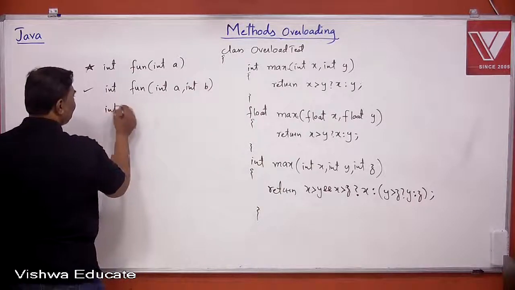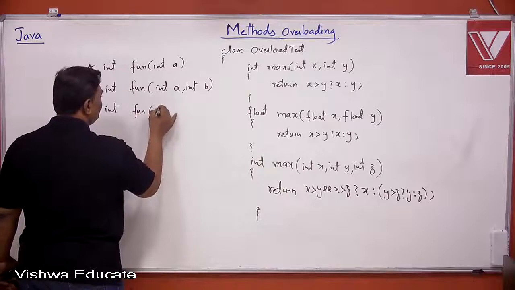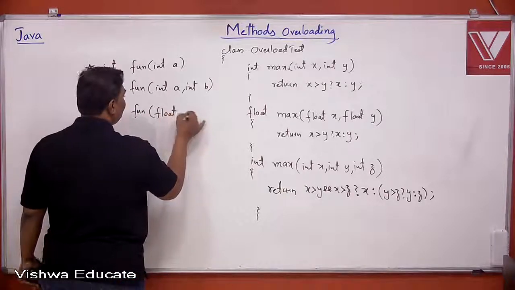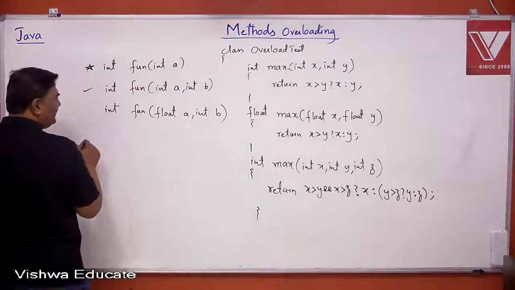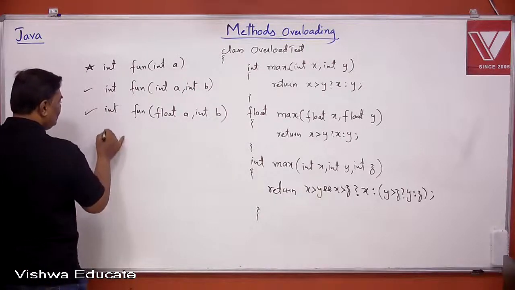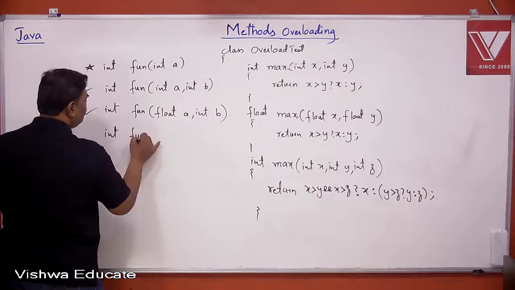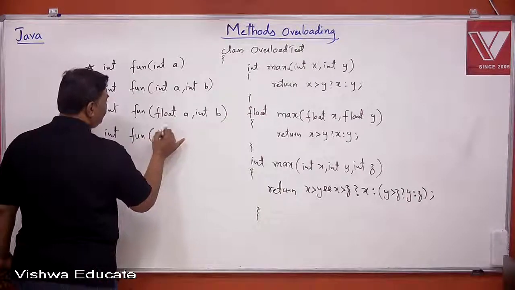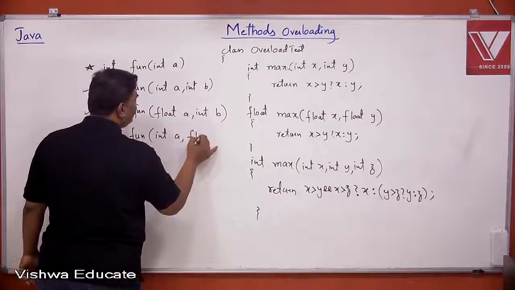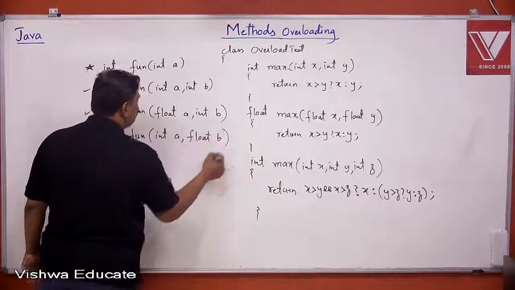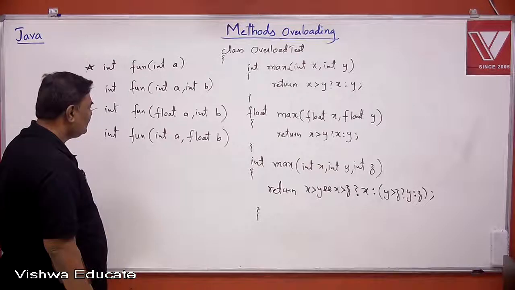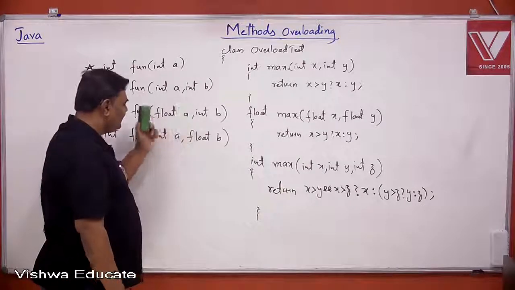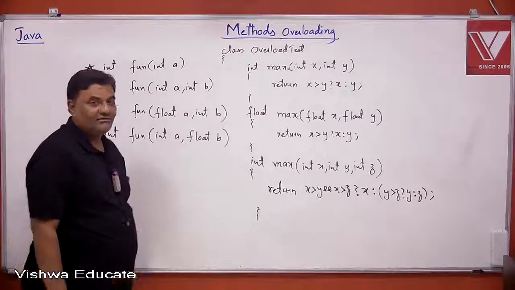Now, integer fun, float a, int b. Is it overloaded or not? Yes, overloaded. Now, integer fun, int a, float b. Check this. These two. Are they overloaded or not? First float, then int, first int, then float. One is int, one is float.